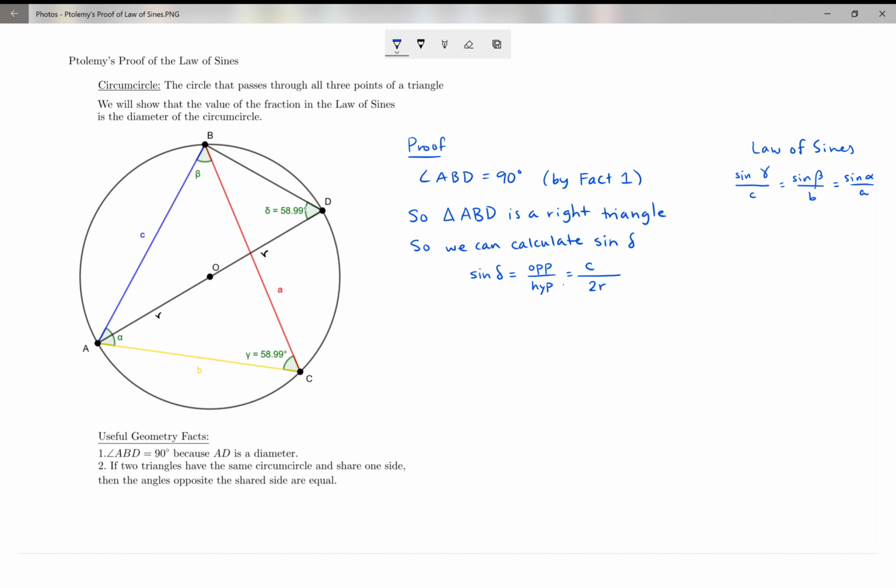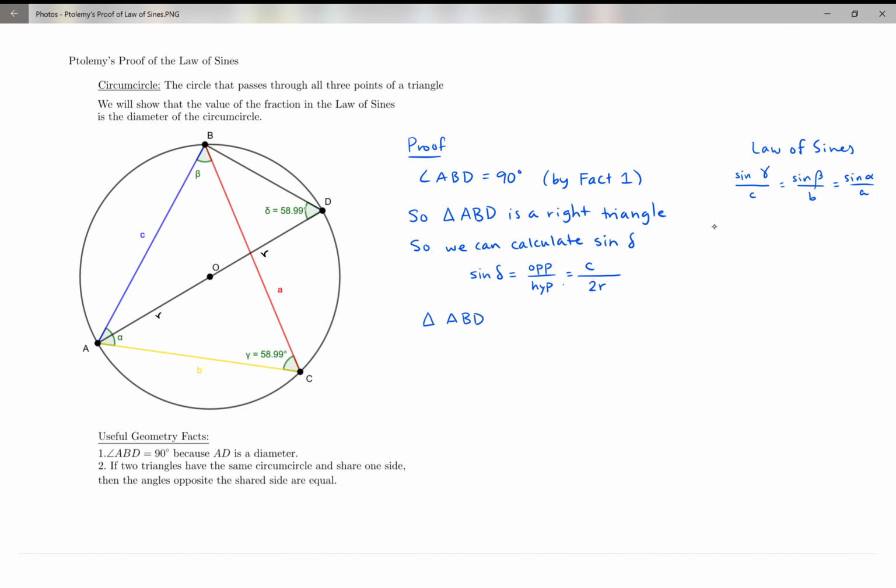So this is where our second useful fact comes in. Our second useful fact says if two triangles have the same circumcircle and share one side, then the angles opposite the shared side are equal. So if you look at the picture to the left, we notice that the triangle ABD and the triangle ABC share that side c. Okay, so let's make a note of that.